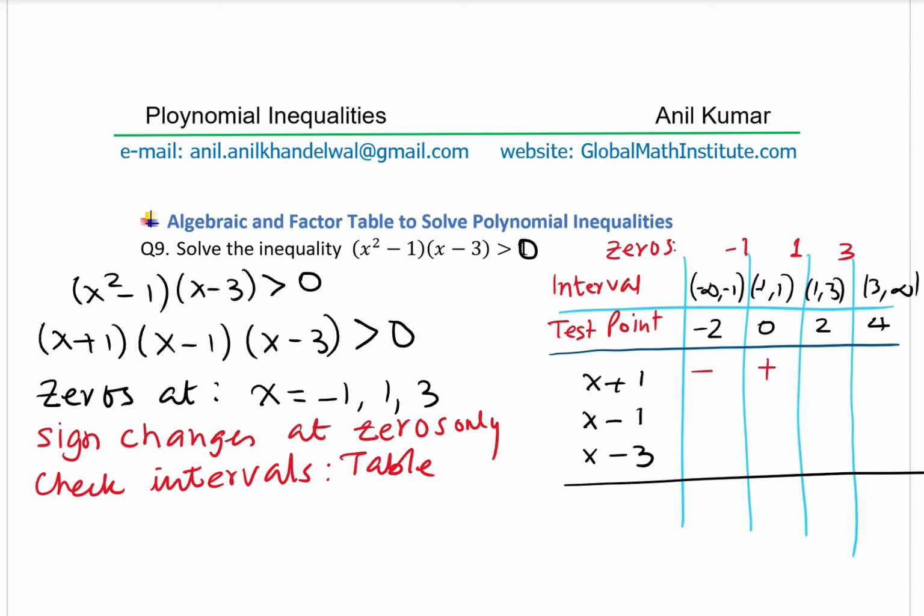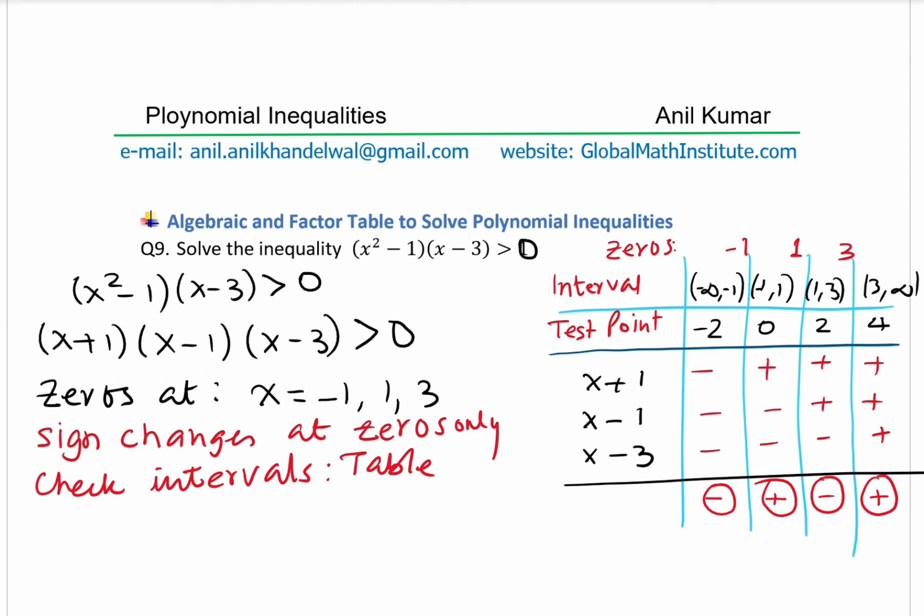0 will make it positive, and these will keep it positive. For x minus 1, these will be negative, and those will be positive. For minus 3, do you see a pattern also? So if you have linear factors, that is the kind of pattern you see. Now when you multiply three negatives, you definitely get a negative. Two negatives when multiplied give you positive, and that is the end result.